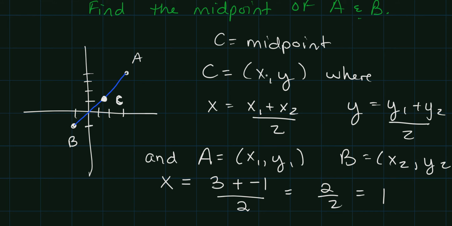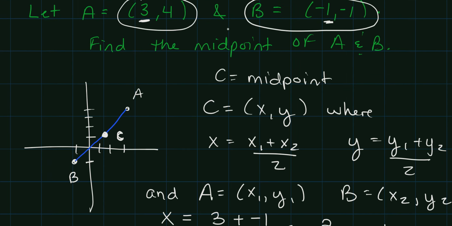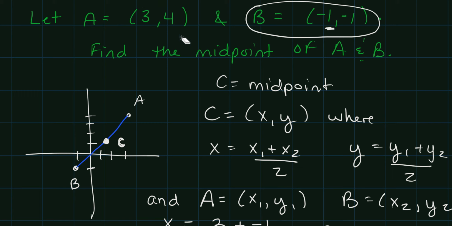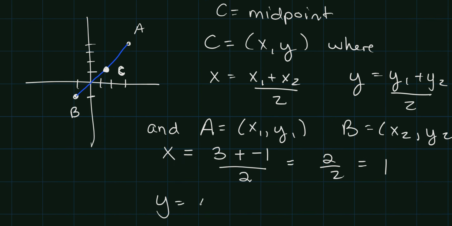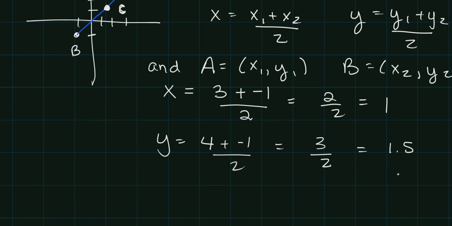Now let's find the y. So y is equal to y1 plus y2 over 2. So let's erase all of this here. I'm going to take this number 4 and add -1 to it. So 4 plus a -1 over 2. This is 3 over 2, and I can leave it like that. Or if you want to, you can say 1.5.